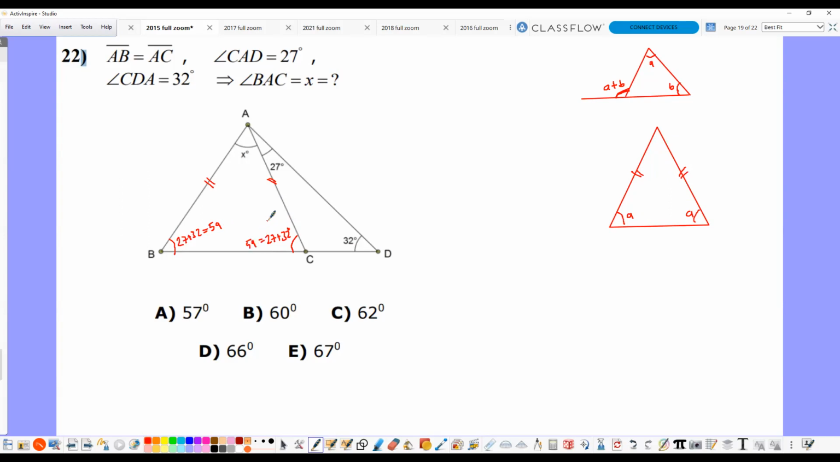So the third angle is X in ABC. In ABC, X plus 59 plus 59 makes 180 degrees. So X is equal to 180 minus 2 times 59, which is 180 minus 118. It's going to be equal to 62, so the answer is C.